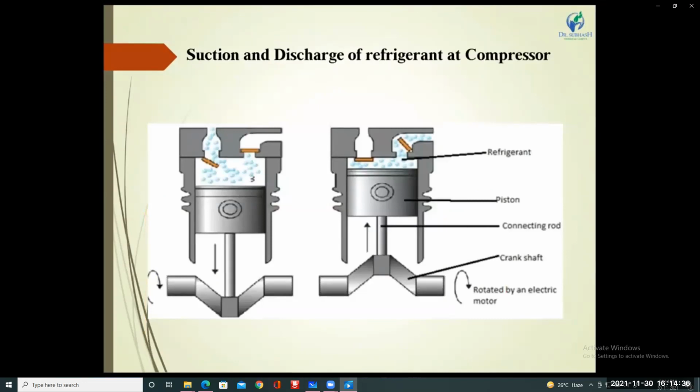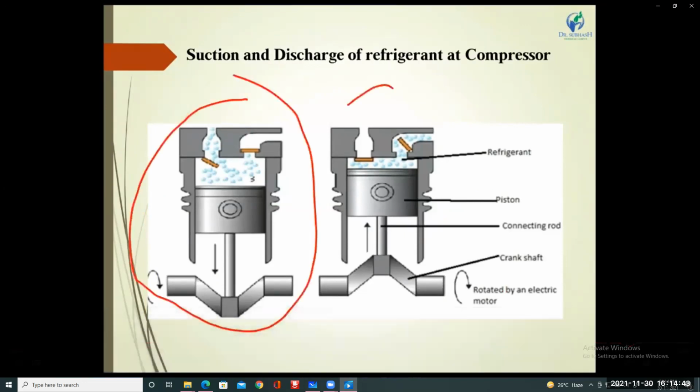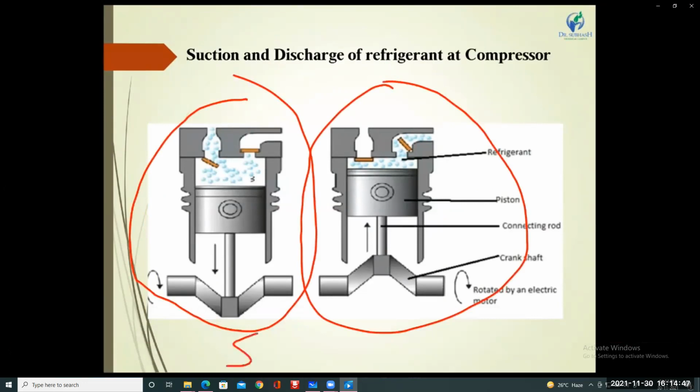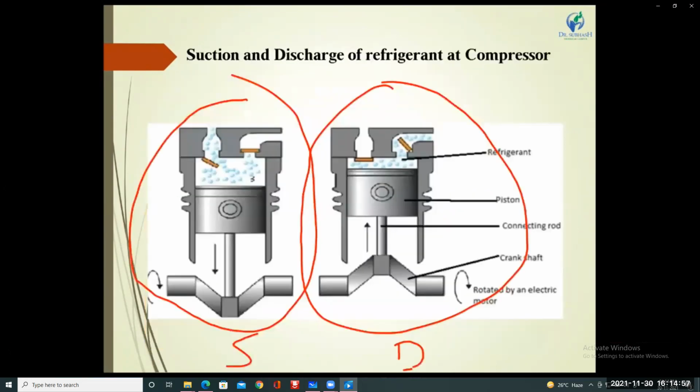This is the suction and discharge of a refrigerant air compressor. This assembled figure is 1 and 2. First is a suction and second is a discharge. We have to show this figure enlarged, with the suction and discharge stroke in this view.